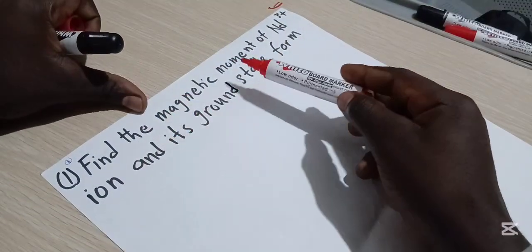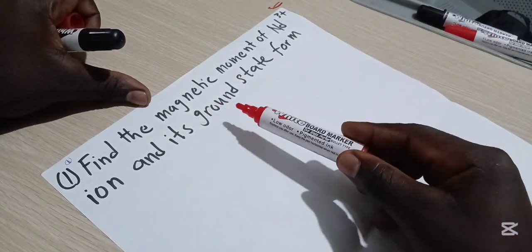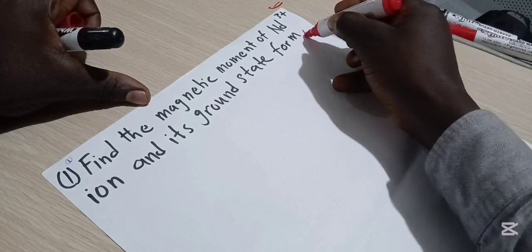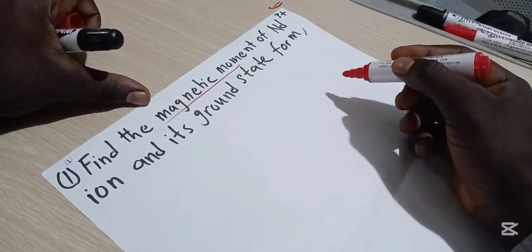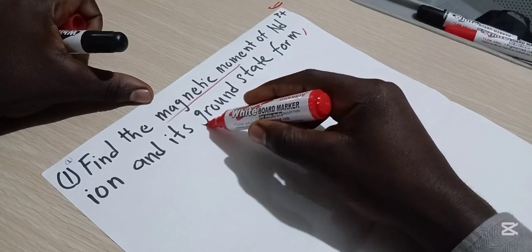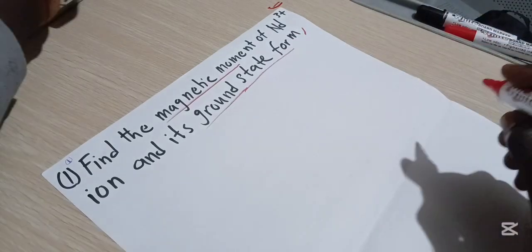Find the magnetic moment of the Nd3+ ion in its ground state form. So we have to calculate the magnetic moment of the Nd3+ ion in its ground state form. Here we are looking for two things.